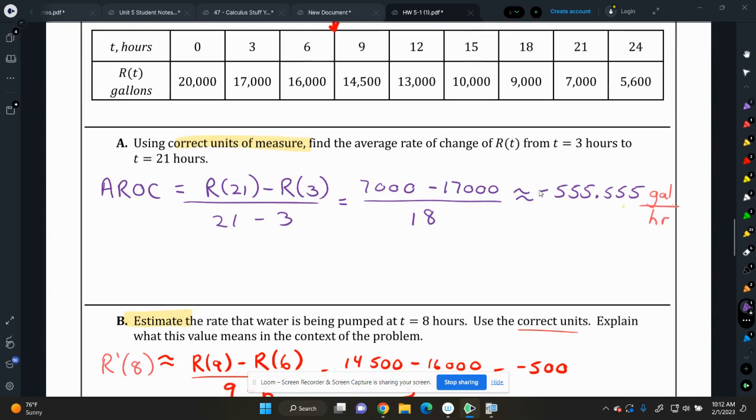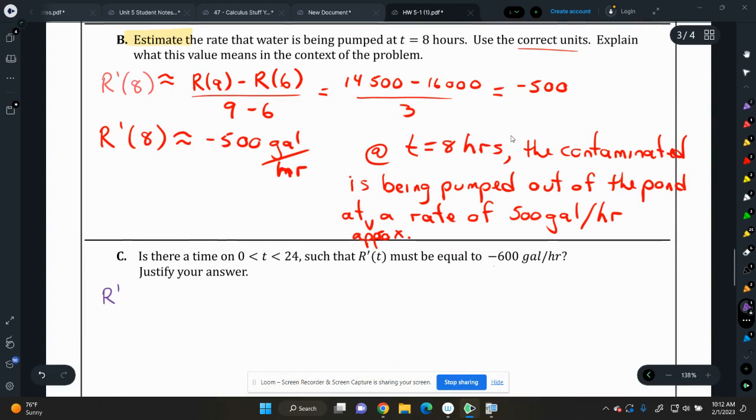It looks to me like that first time interval from 0 to 3, right? R prime of 1, right? We could do anything between 0 and 3. So let's just do r prime of 1, all right? That'll be r of 3 minus r of 0. I could have done 2, by the way.